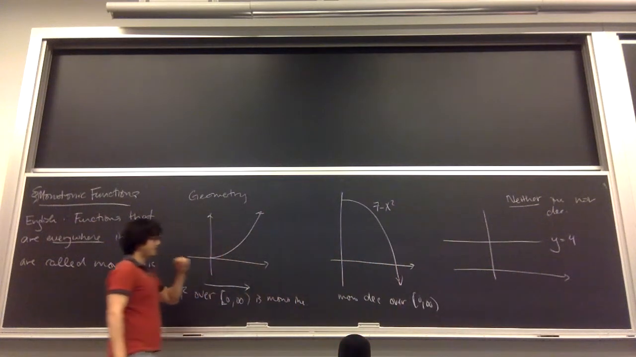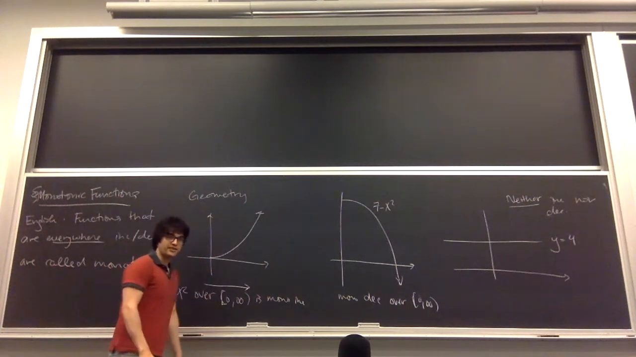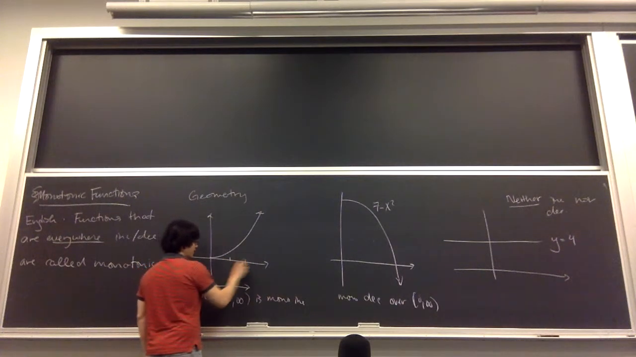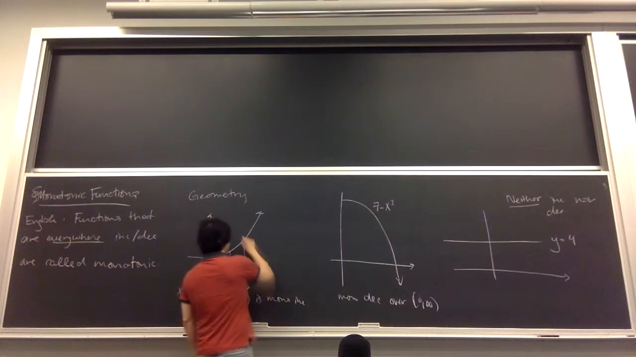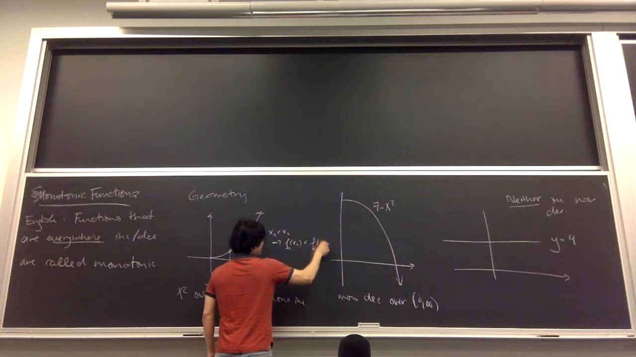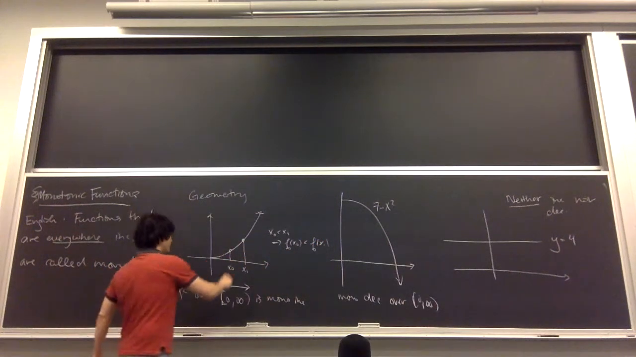Okay, so let's look at this. We do have a definition for what it means to be increasing. Let's just recall it. The definition was, if you pick 2 points here, x0 and x1, and x0 is less than x1, then if this function is increasing, we should find that f of x0 is less than f of x1, right?